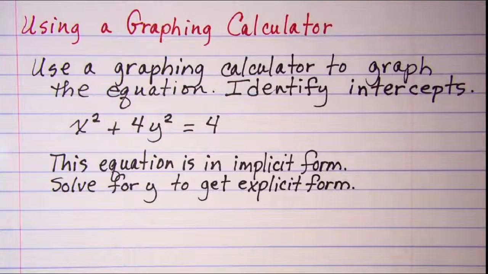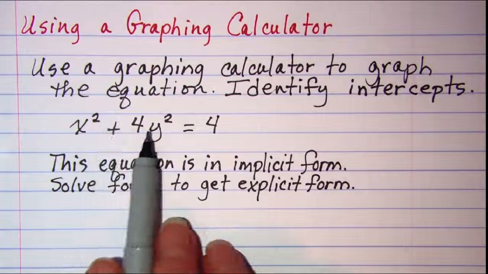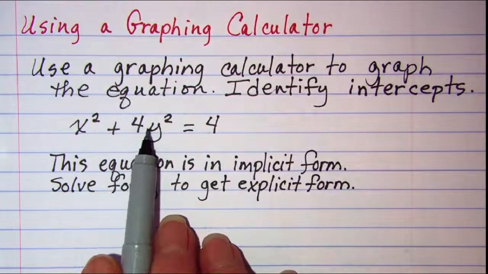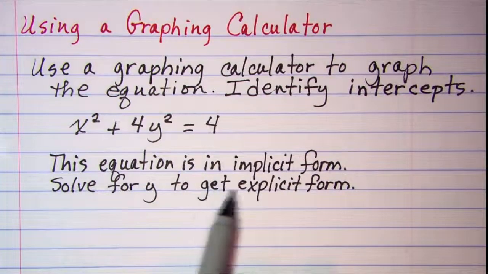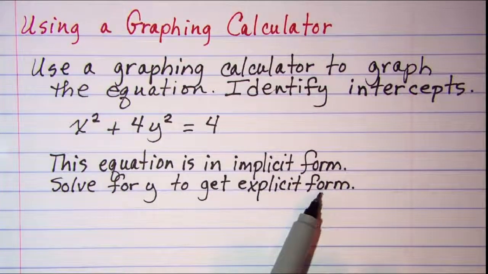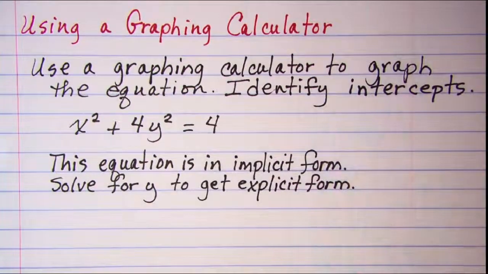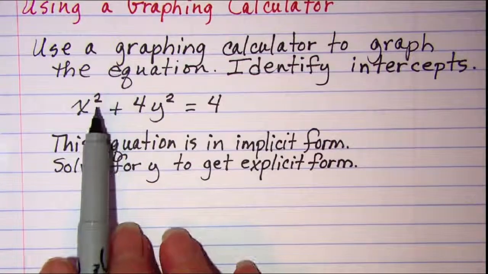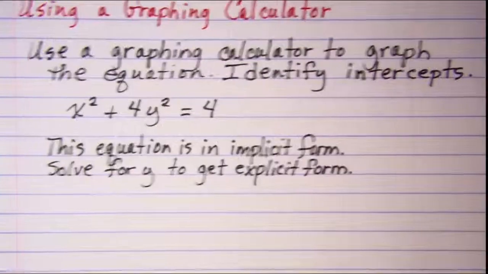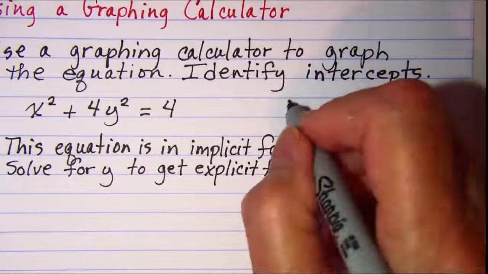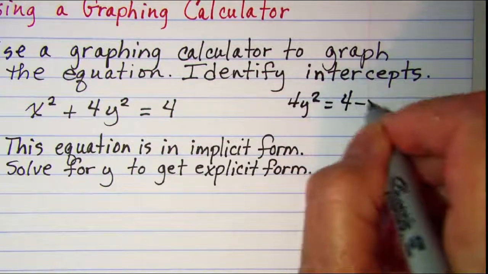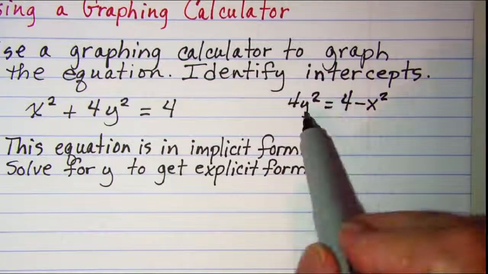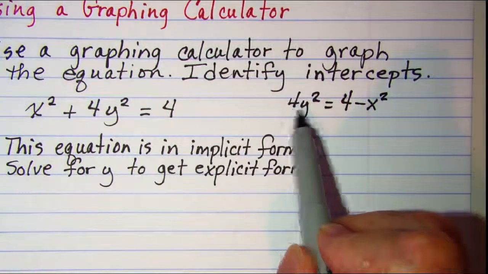Now this equation is in implicit form. When you have x's and y's all mixed up on one side of the equation, that's called implicit. And we need to solve for y to get the explicit form so that we can use our graphing calculator. So let's subtract x squared from both sides, and then divide by 4 on both sides.